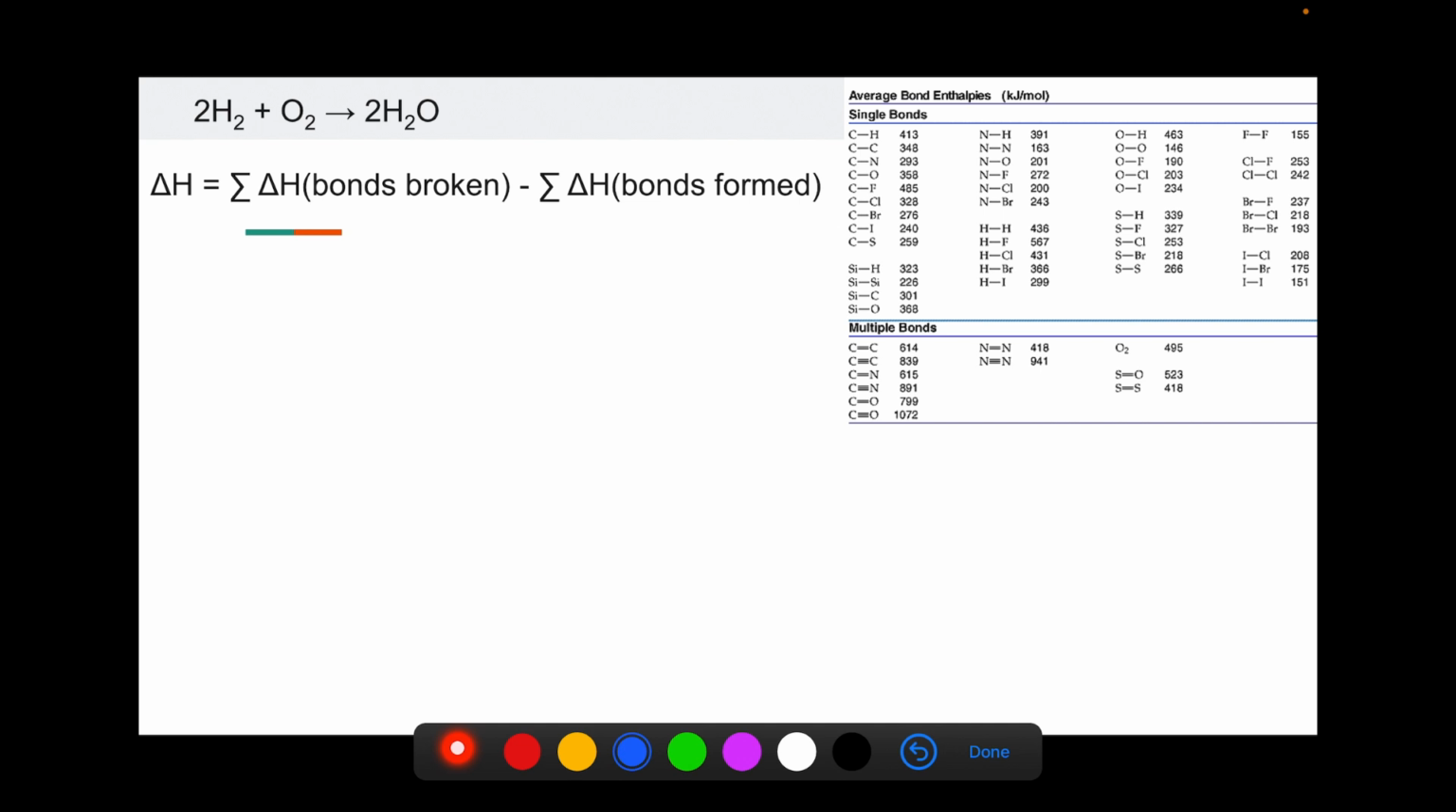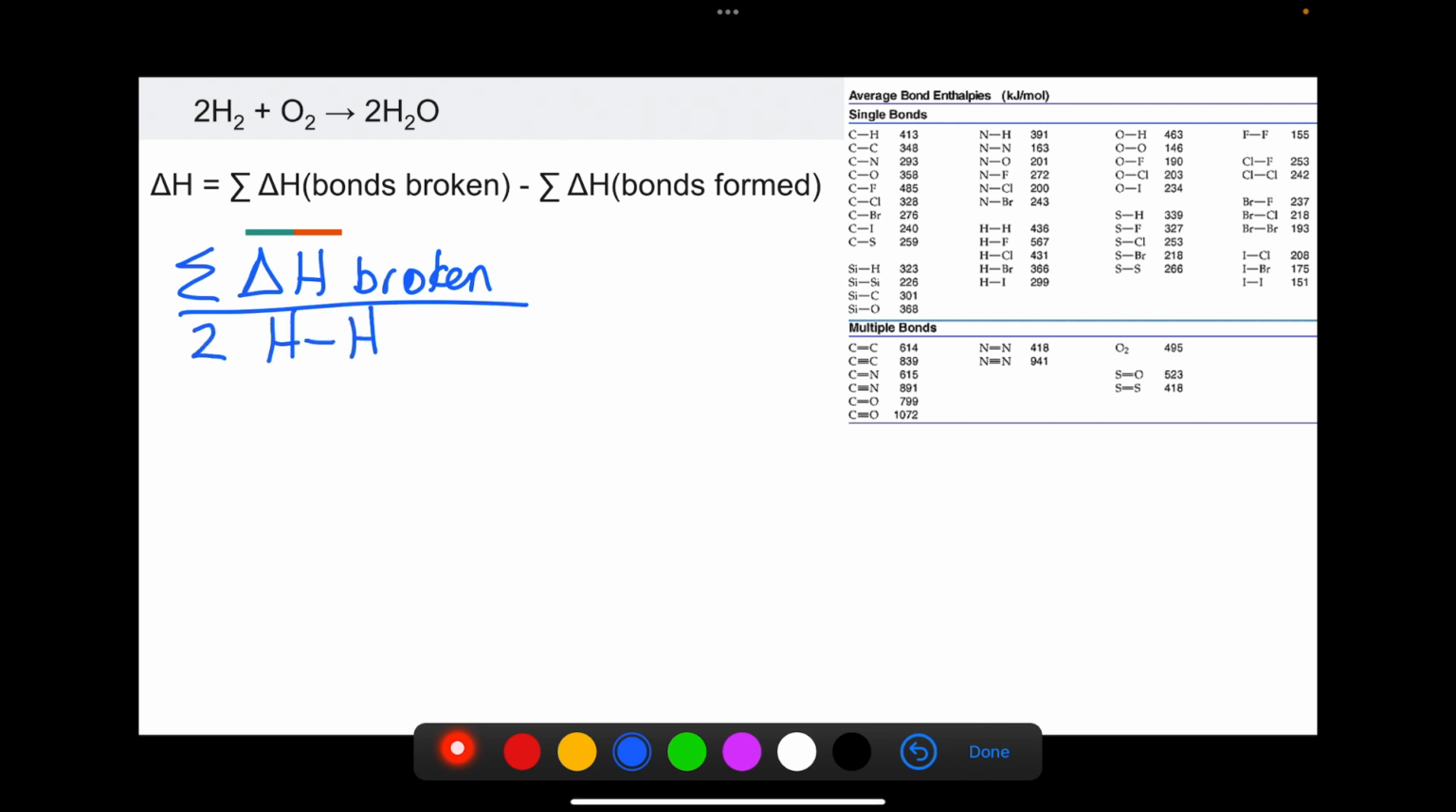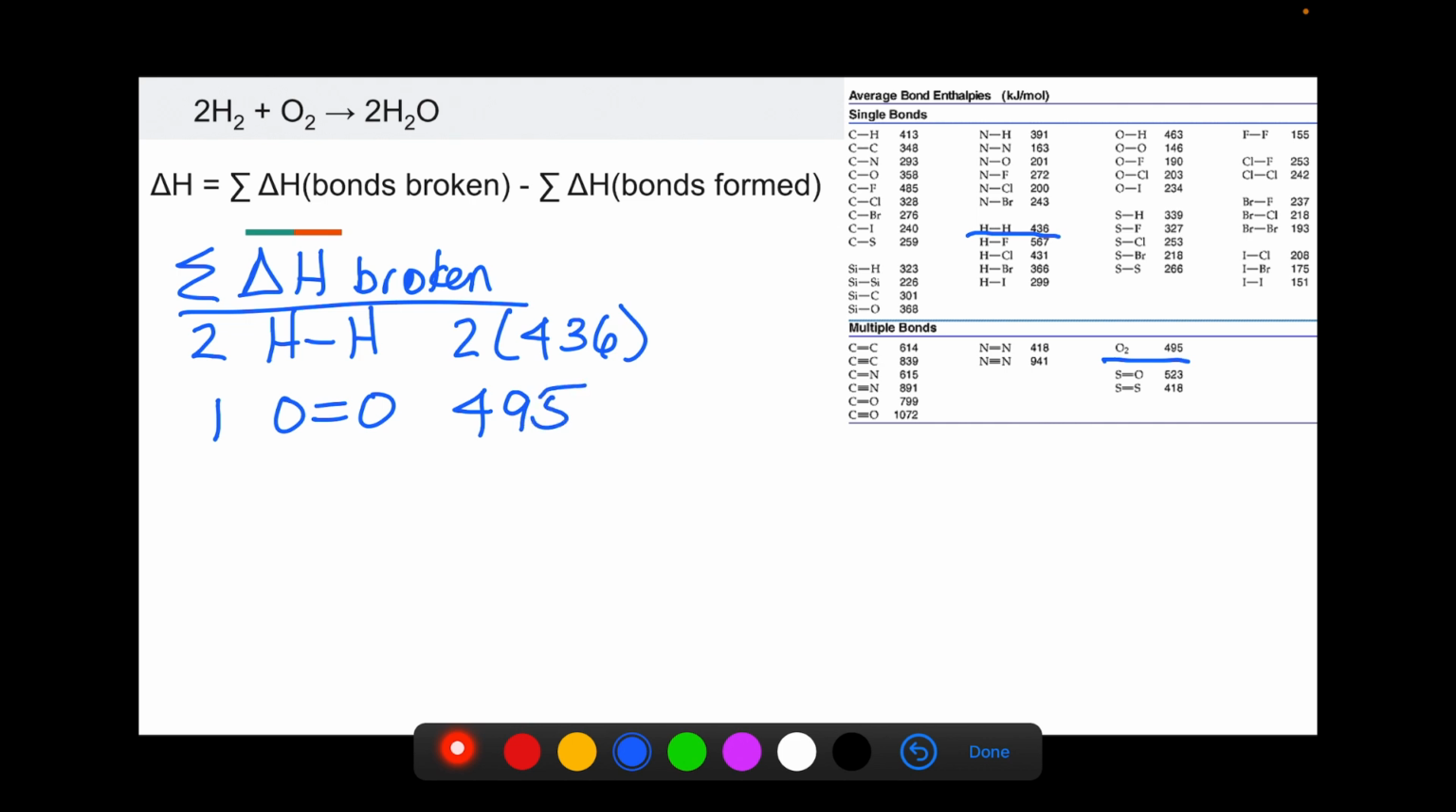Here I'm asked to calculate the enthalpy of reaction for the reaction shown here. I'm going to start by calculating the sum of the enthalpy required to break the bonds in the reactants. So looking at the reactants, if I have 1 mole of this reaction, I'm going to need to break 2 moles of HH bonds and 1 mole of OO double bonds. Looking at our table on the right, we see that to break 1 mole of HH bonds, we need 436 kilojoules. Therefore, 2 moles would be 2 times that amount. And then our OO double bond will require 495 kilojoules per mole.